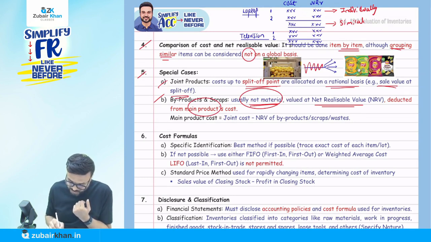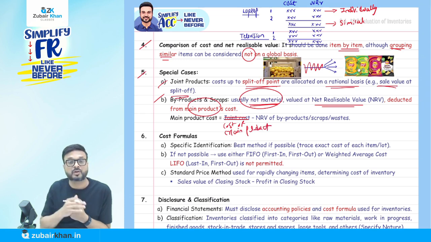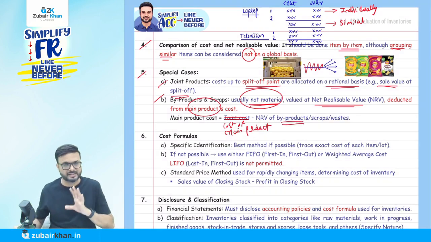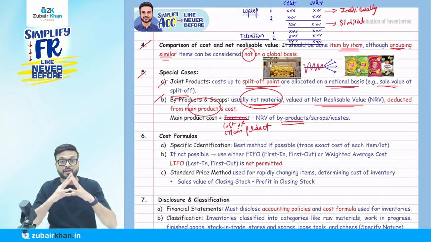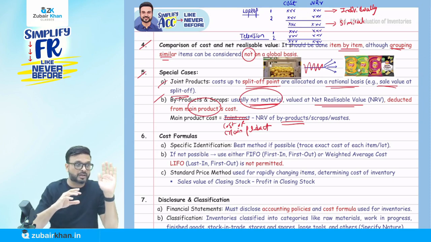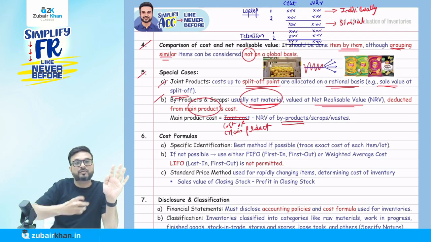Okay, there is one correction here: it is not a joint cost minus. This is the cost of the main product. Whatever the cost of the main product, we are going to deduct from that the NRV of the byproduct. Basically, to make it simple, whatever the total cost of the main product, the NRV of the byproduct we deduct from the main product cost.